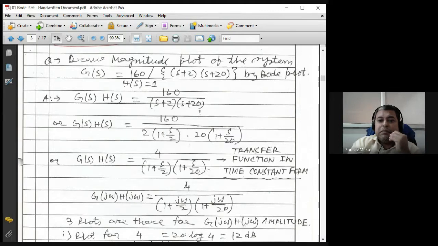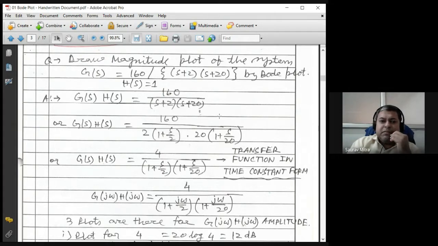It has to be 1 plus s by something. So here it is given as s plus 2. Okay, so in that case, it is not a time constant form. It should be 1 plus s by something. So how can we convert it into time constant form? First thing is take 2 common from the first factor and 20 common from the second factor.